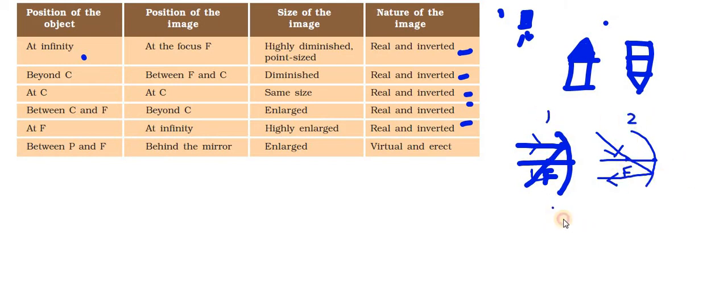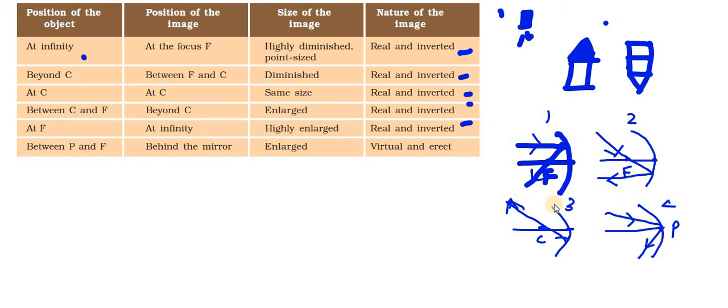And the third rule is when the ray is passing through the center of curvature. When it is passing through the center of curvature, moving back, again it will pass through the center of curvature. And the last rule is when it is passing through the pole. When it is passing through the pole, it will come back to the pole, and the angle of incidence and angle of reflection are both the same. So this is the third rule and this is the fourth rule. These things we discussed in the last class.